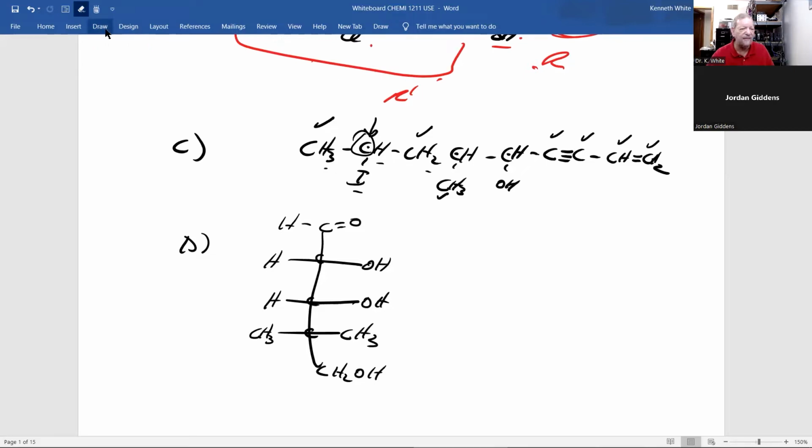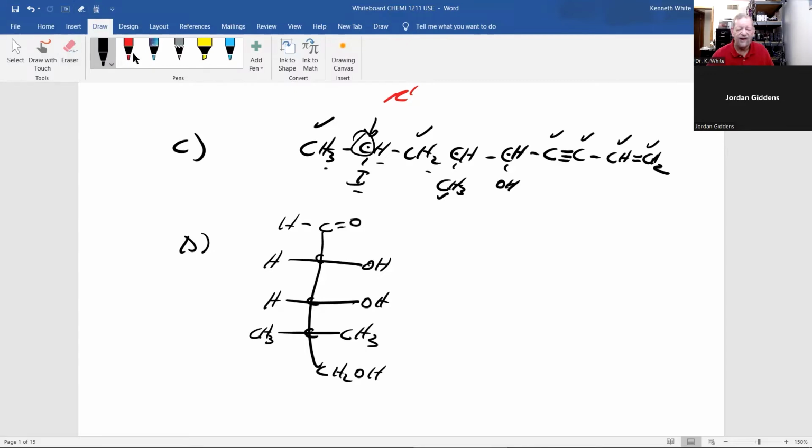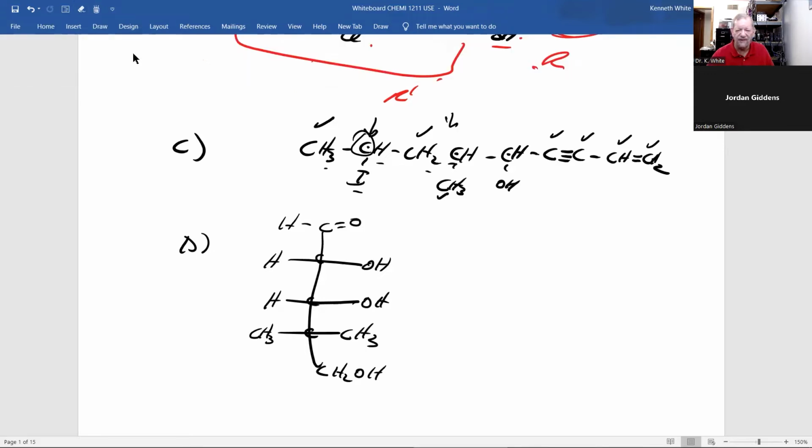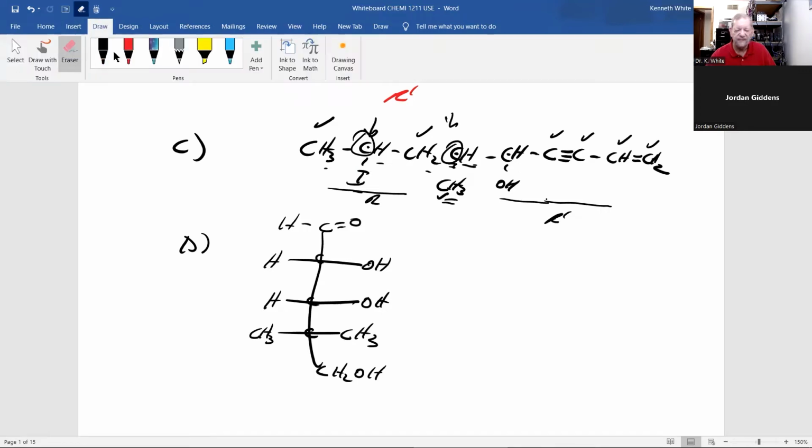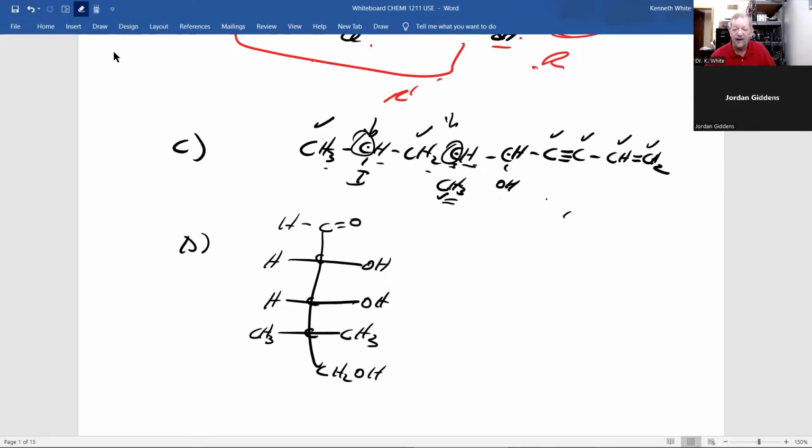Now, if we look at this one right here, it's got a hydrogen, methyl, these 3 carbons with an iodine, and these 1, 2, 3, 4, 5 with a double bond, triple bond, and alcohol. So I can call this R prime, methyl, hydrogen. That's 4 different groups. So I'll circle that. Are we done? No, we have one more to do.